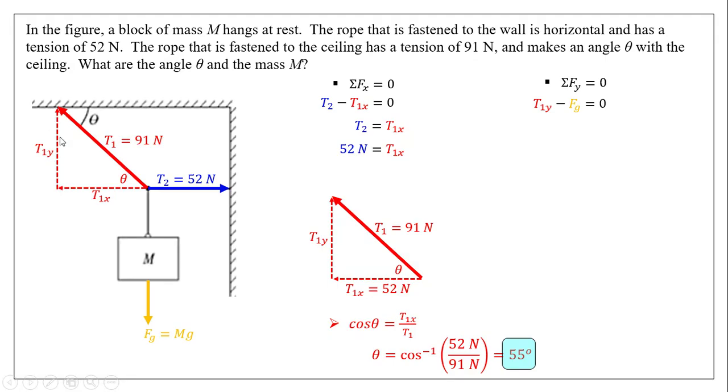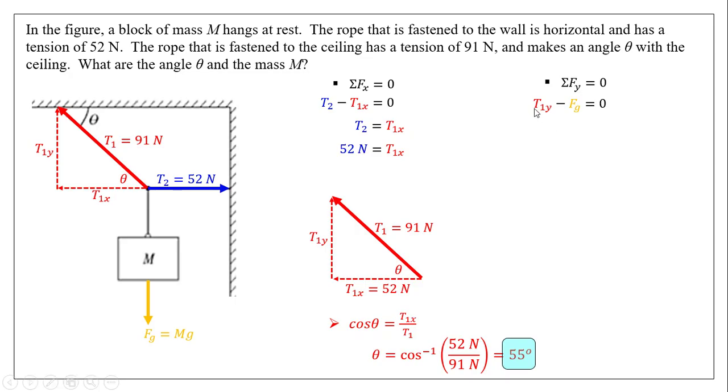T1y is pointing up, F_g is pointing down, T2 is a perfect horizontal axis, so it doesn't have any y component to contribute to this particular problem. So once again, we have T1y pointing up, F_g pointing down. These two arrows have to be equal in magnitude in order for the system to stay still.